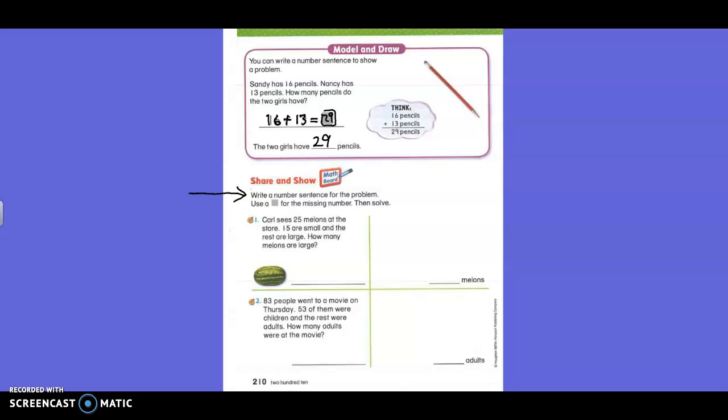So before you even put the missing number in there, you're supposed to put a box. You understand? Before you even find the answer, don't even find the answer yet. Just write the problem first. Then you can work it out to find the answer. Understand? Okay.